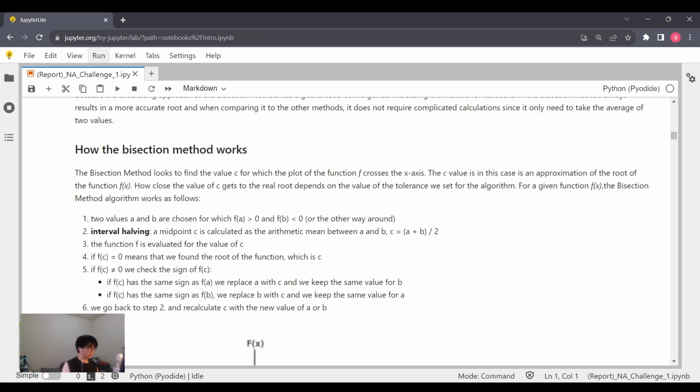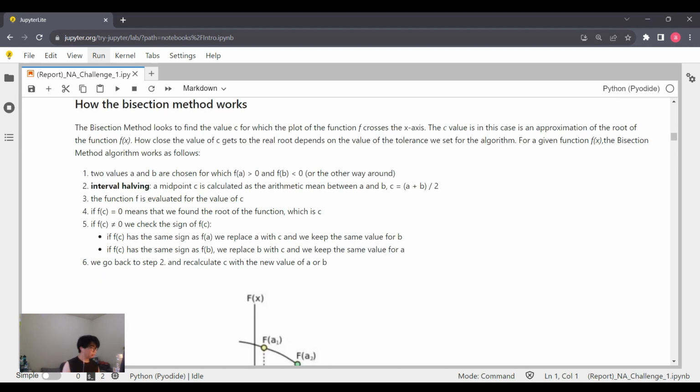The bisection method looks to find the value of c for which the plot of the function f crosses the x-axis. The c value in this case is an approximation of the root of the function f(x). How close the value of c gets to the real root depends on the value of the tolerance we set within the algorithm. For the given function f(x), the bisection method works as follows.